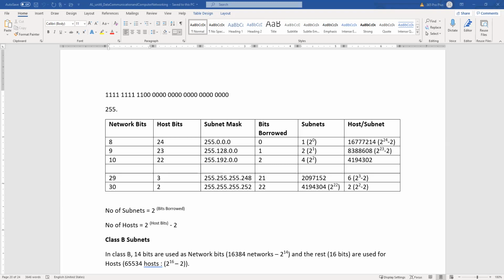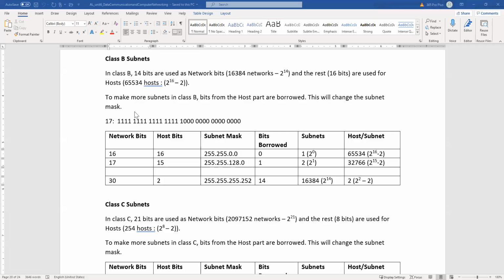Right. So before I continue, when you look at class B subnetworks, we know in class B you have 14 bits for the network bits. Actually 16 bits, but we know the first two are 1, 0, so you can't change anything, right? Then the remaining 16 bits are for the hosts. Again, we are reducing 2 here. I told you this. We will discuss this later on again.